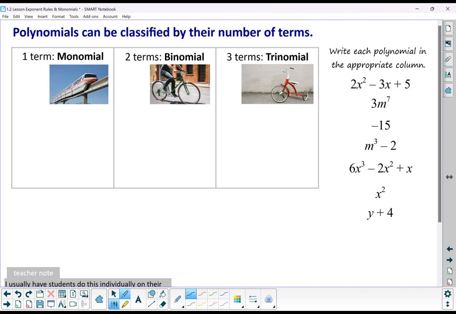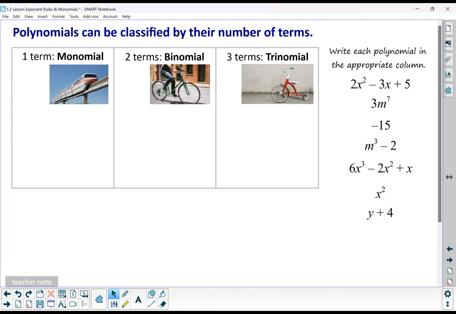But we often are dealing with monomials that have only one single term, or binomials that have 2 terms, or trinomials that have 3 terms. So we do usually name those. Remember that terms are separated by addition and subtraction.